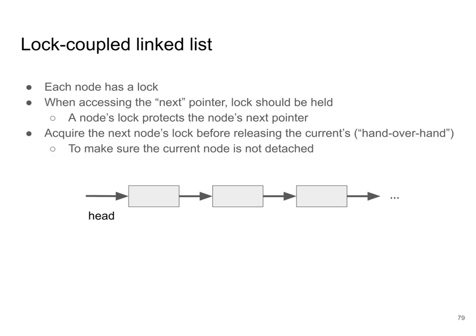Okay, as the first example of concurrent data structures, we are going to study lock coupling. Here is a lock-coupled linked list. This is just a singly linked list, and the only difference from the sequential linked list is that each node has a lock. The lock should be held when accessing its next pointer. So each node has a lock and the next pointer, and you can say that this lock is protecting the next pointer.